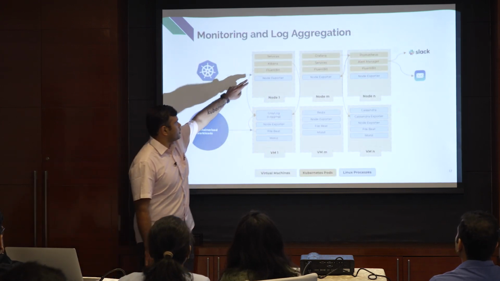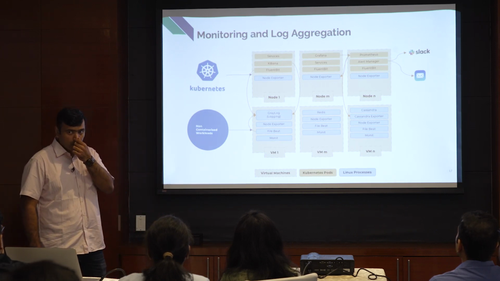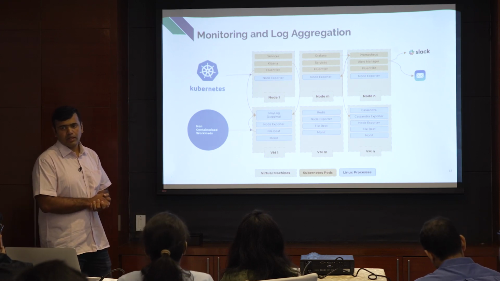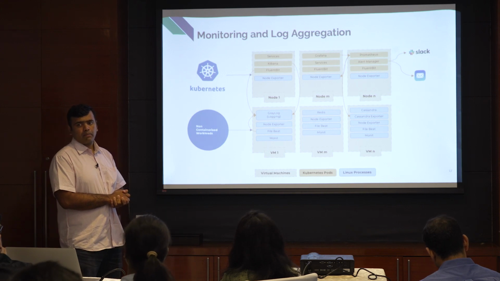So Fluent Bit is pushing all the logs into Graylog. It's a push mechanism. It's not a pull. Prometheus is a pull. Fluent Bit is a push to the Graylog.